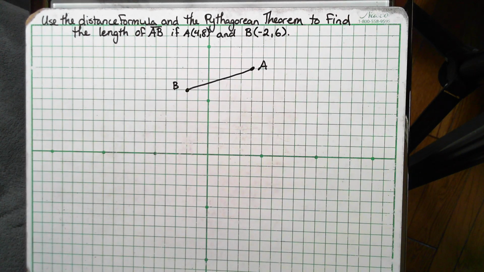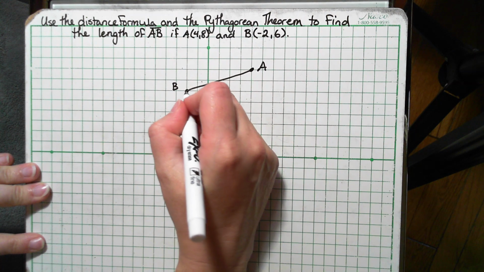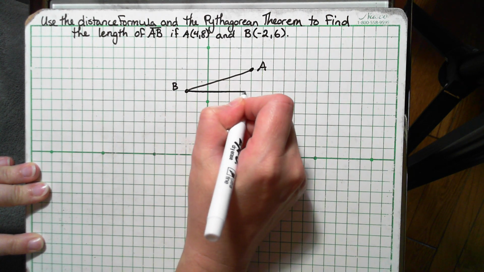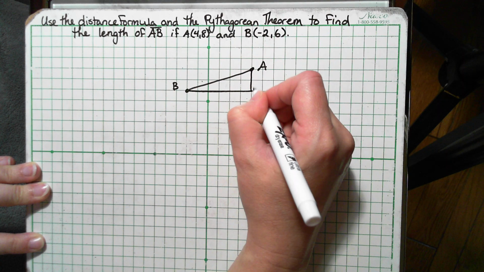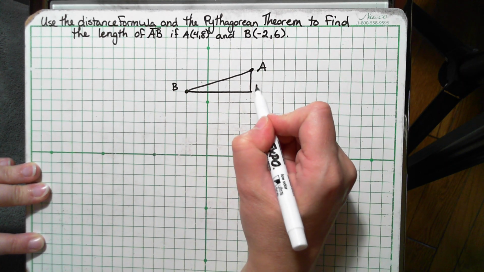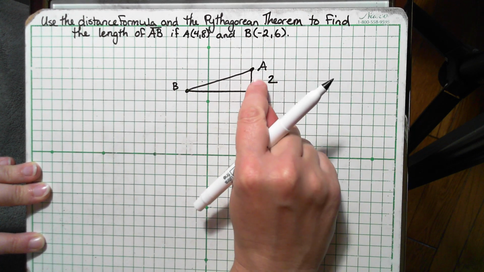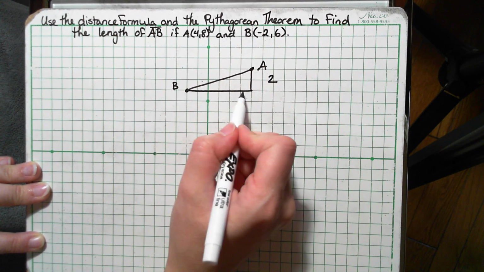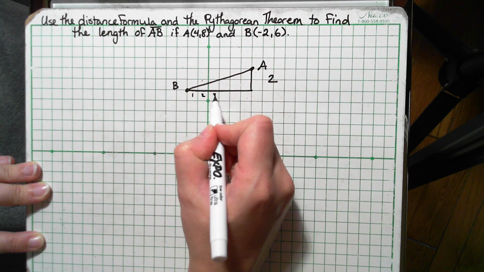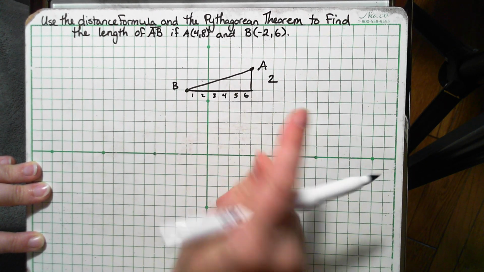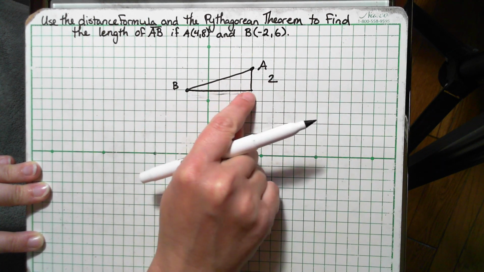So let me show you how to use the Pythagorean theorem to do this. And then we'll use the distance formula. So for the Pythagorean theorem, what you do is you count how high it goes. So if I was to make this into a triangle like that, I count the height here, and I just count the boxes. It's 1, 2. So the height here is 2. Okay? And then I count the length here. So it's 1, 2, 3, 4, 5, 6 boxes across. So this length is 6.